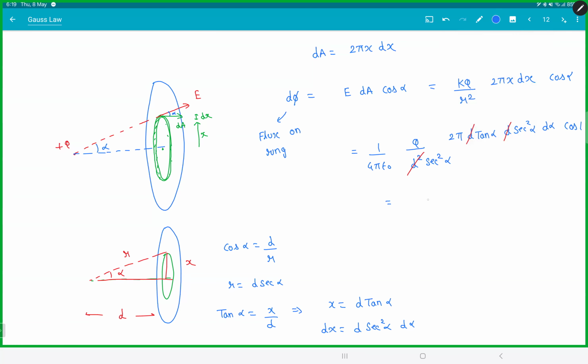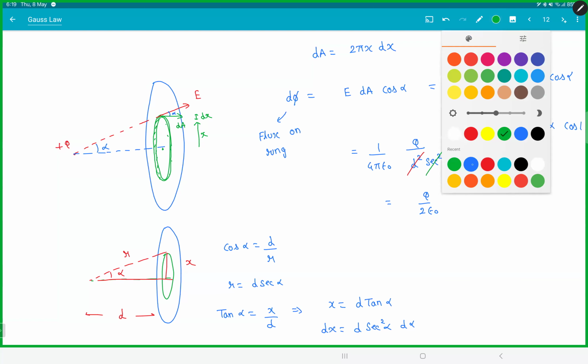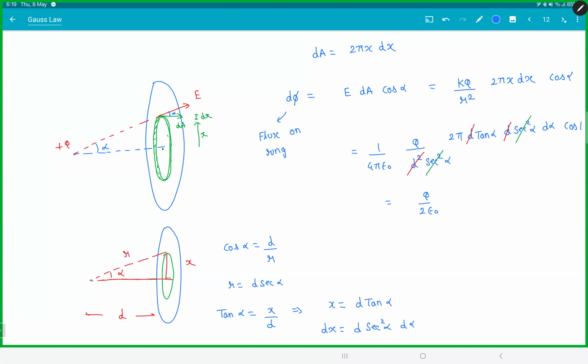You can clearly see this guy and this guy and this guy goes off. I eliminated D from the picture. 1 pi also goes off. I get Q by 2 epsilon. Secant square alpha will also cancel off. There is one tan alpha and there is one cos alpha. So that is sine alpha by cos alpha. That will cancel off. You will end up with only sine alpha d alpha. There, life becomes so easy.